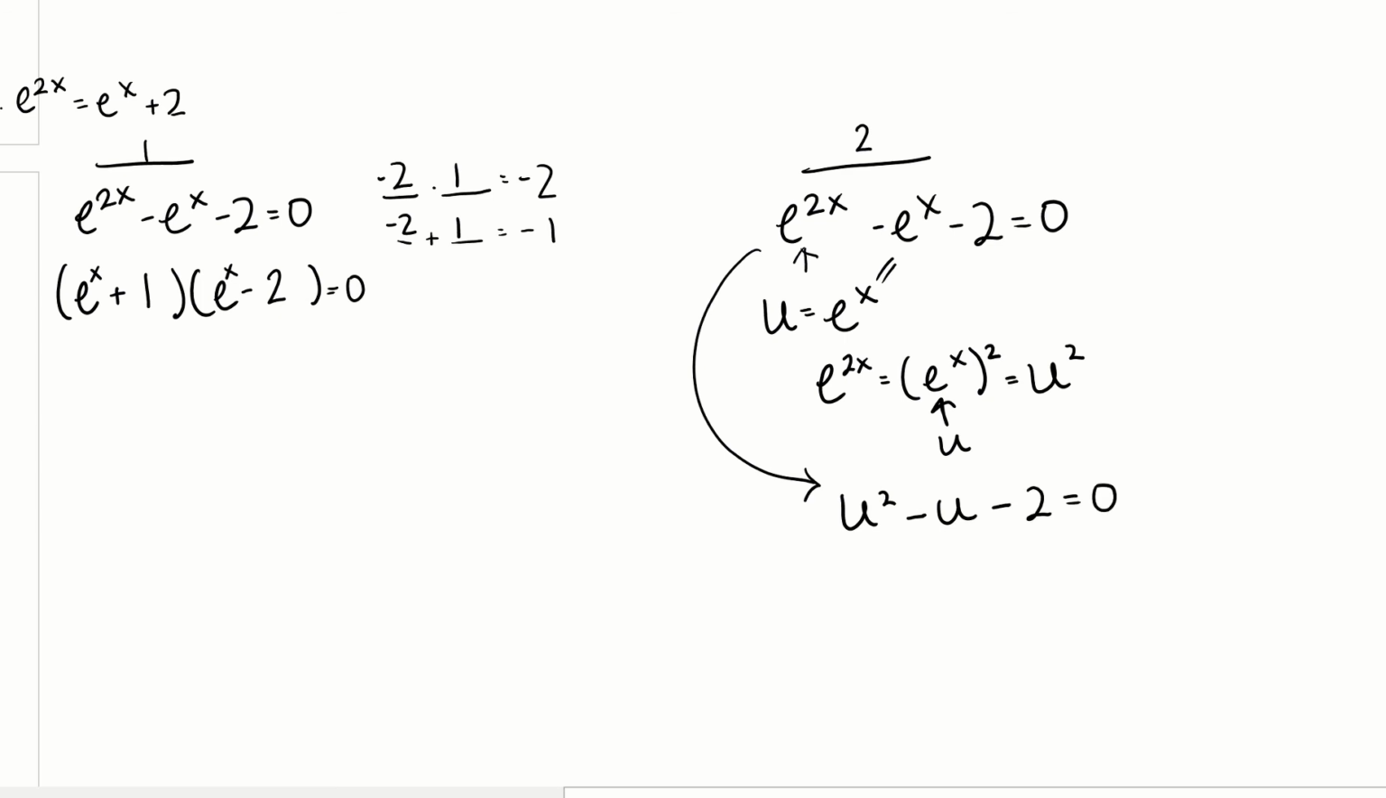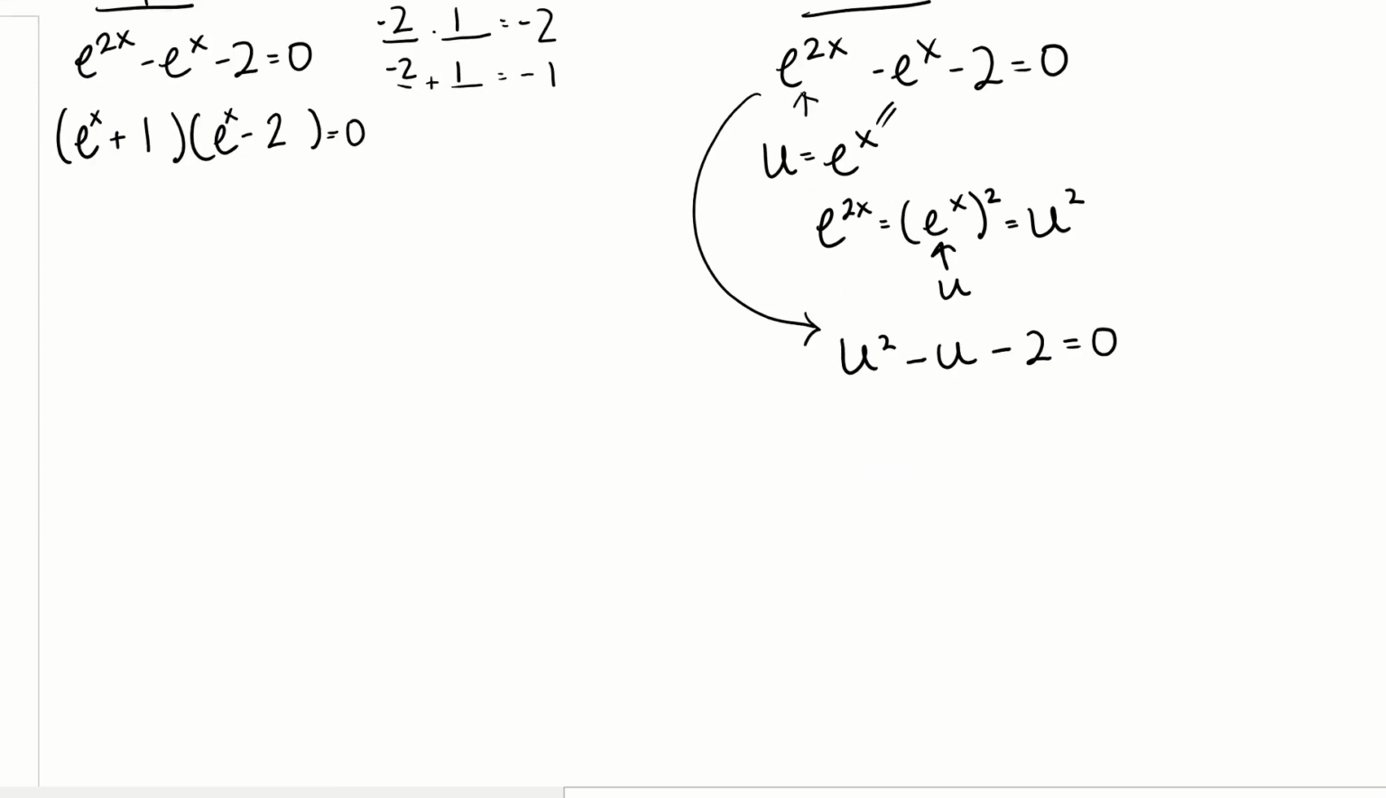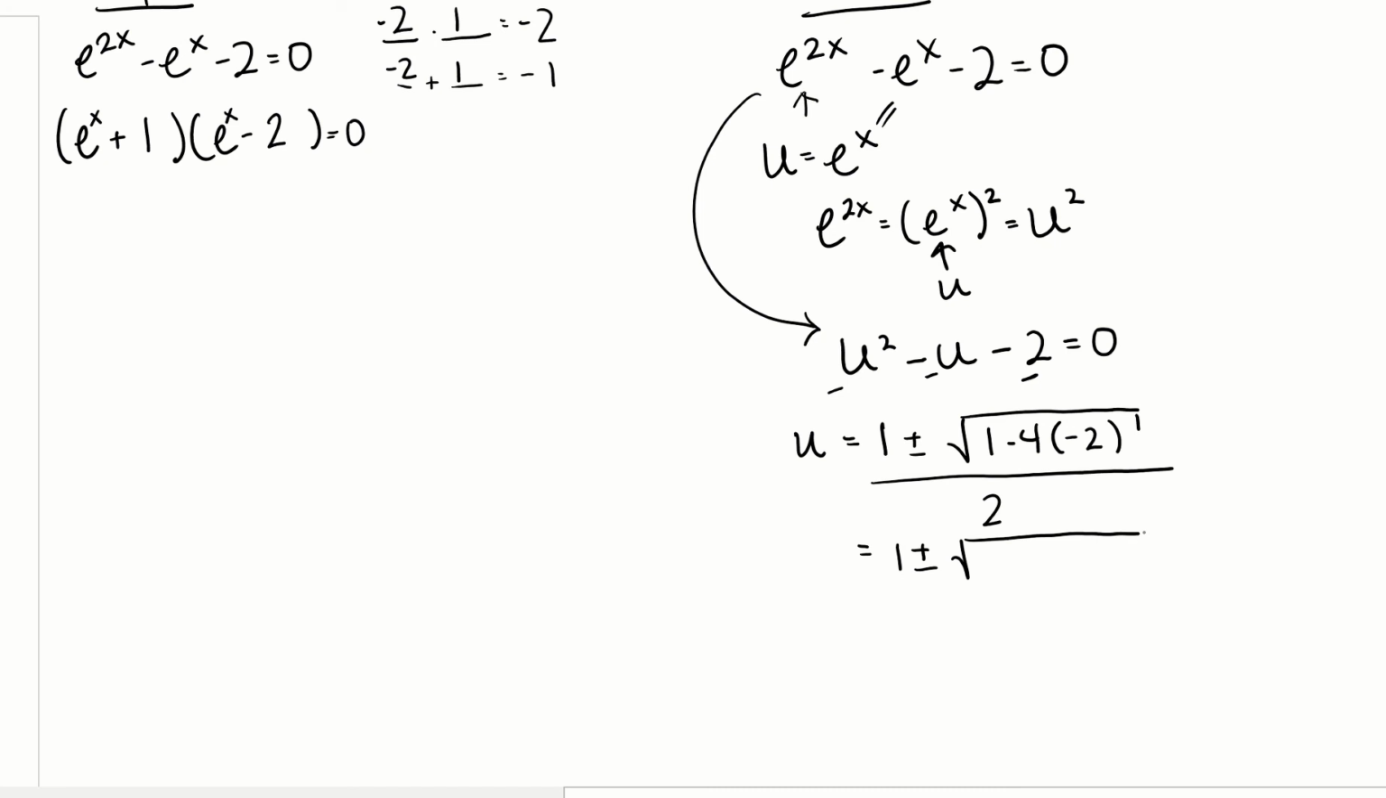And if it's much easier for you to see like this, you can solve it using the quadratic formula if you wanted. Negative b, so that's 1. This is b, this is a, this is c. Plus or minus the square root of 1 minus 4 times 1 times negative 2, divided by 2. It's going to equal 1 plus or minus the square root of 1 plus 8 over 2.